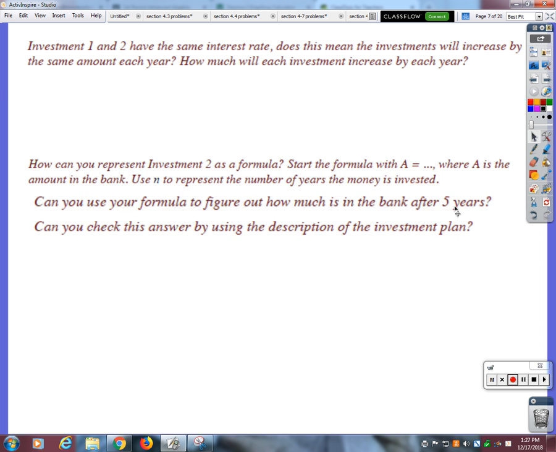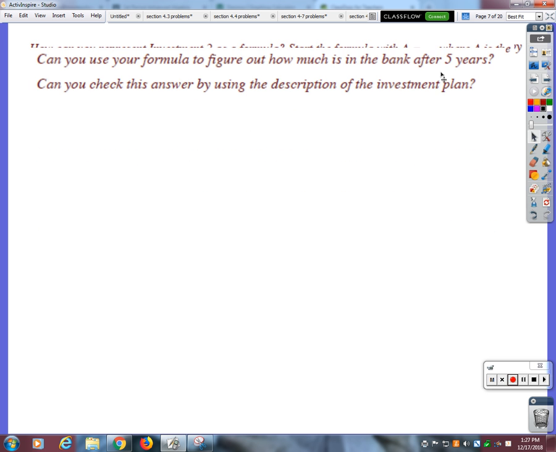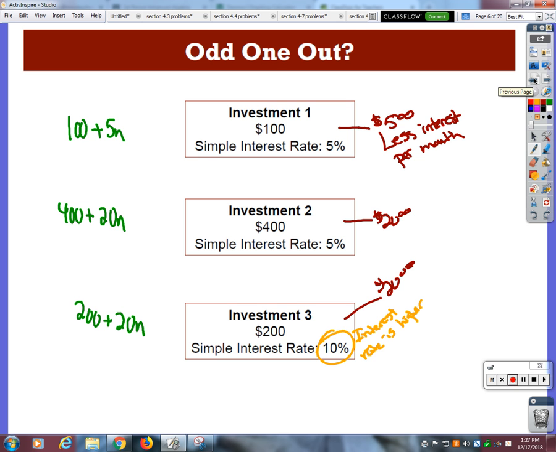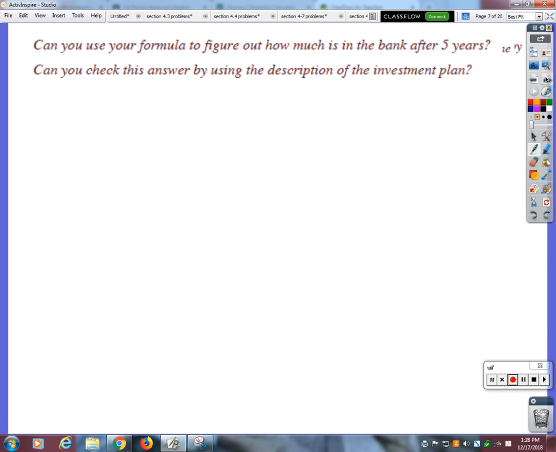Okay, so how could we use those formulas to figure out how much would be in the bank in each case after 5 years? Plug 5 in for n. Good. So if I plug 5 in for n in this one, how much will we have? Right, we would have gotten $25 in interest because 5 times 5 is 25. So we would have $125 in there. If you plug 5 in for n here, you would have 500 because 5 times 20 is $100 interest, so you'd have $500. And if we plug 5 in for n here, then we would have $300. Okay? So those are all simple interest ones. Those are linear. It's going up by the same amount each time.